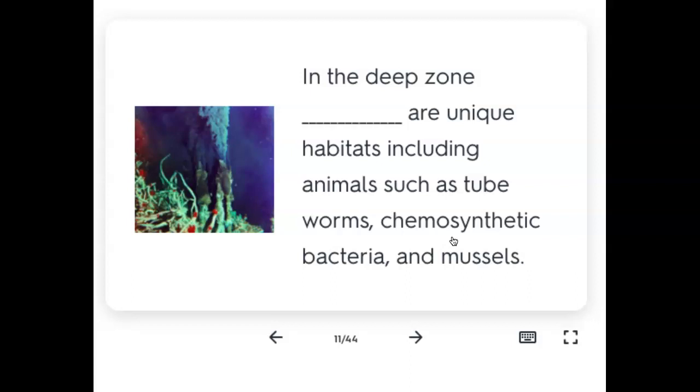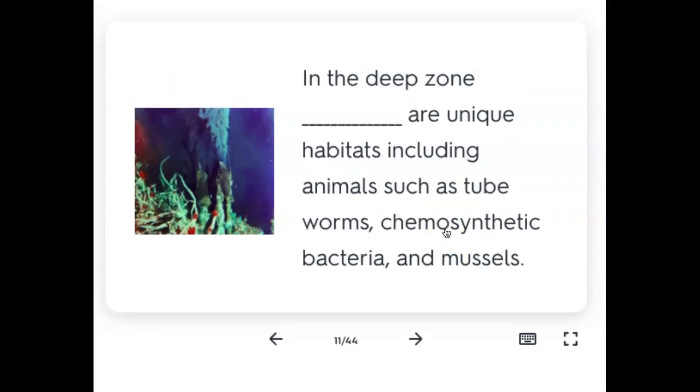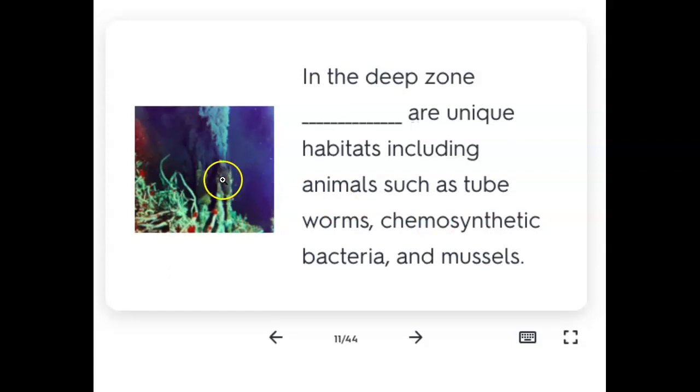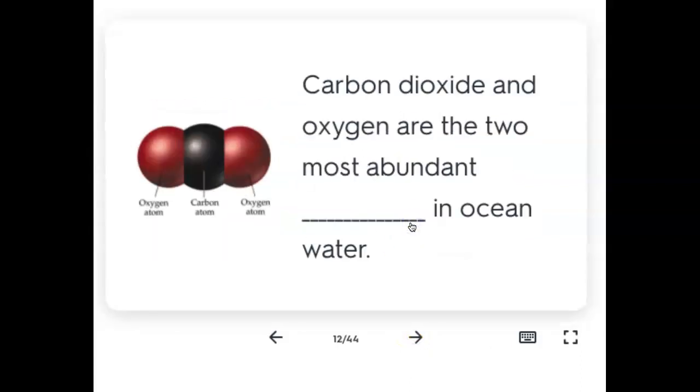The deep zone is going to have hydrothermal vents, and these habitats are going to have mineral deposits that build up these columns, and you're also going to have tube worms, crabs, mussels, and bacteria around them. And so bacteria are going to make the base of the food chain in these deep zone habitats in the hydrothermal vent areas. Carbon dioxide and oxygen are going to be the two most abundant dissolved gases. So they're going to be the two most abundant gases that are found in ocean water.